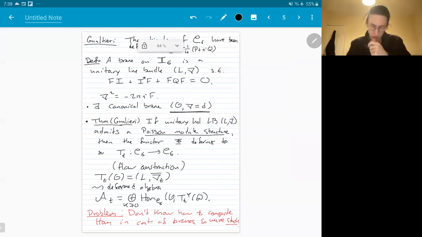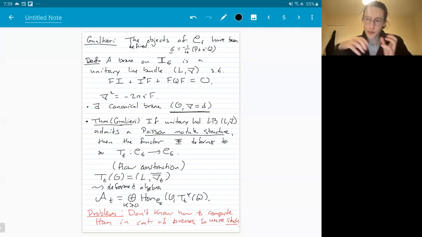Okay, but the point that I wanted to get across is that having this category of branes should be closely related to non-commutative geometry. In particular, you could deform the non-commutative homogeneous coordinate ring to get a kind of deformation quantization. And if we could construct this category, we would get a geometric approach to constructing these algebras.